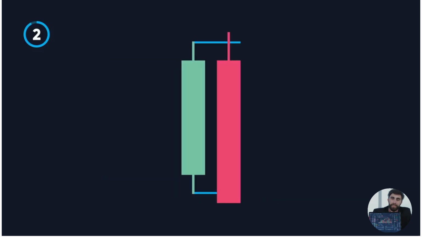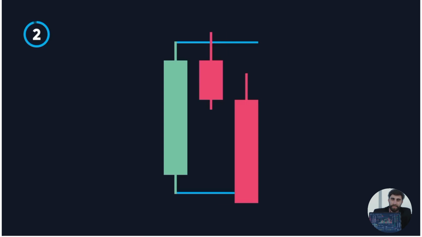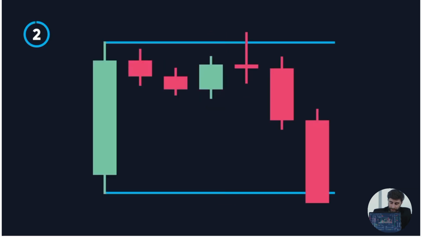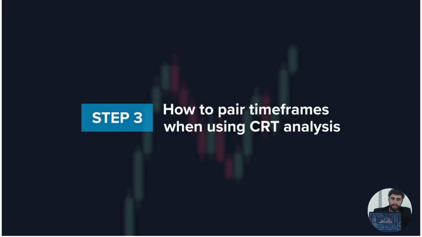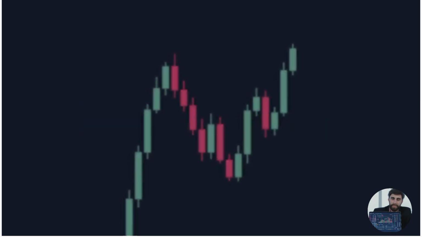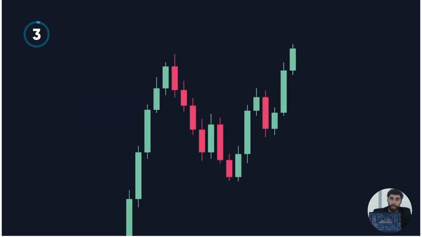So the point is that time is relative, so there is no specific amount of candles that you can expect a CRT model to complete within. The important part is making sure that the correct market structure is present. So let's now move on to step number 3, which is how you should pair time frames to find entries with CRT. So now that we understand the concepts behind candle range theory, it's important to emphasize how we should actually plan our setups using this strategy.